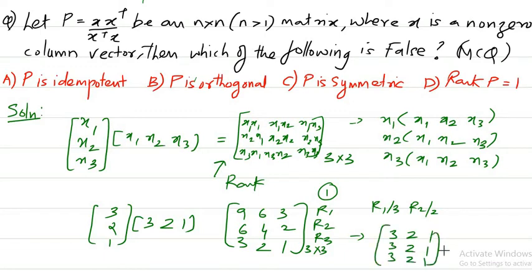So you can see again, if I apply r2 as r2 minus r1 and r3 as again r3 minus r1, I get directly a matrix like this: 3 2 1, 0 0 0, and 0 0 0, right? So we have only one particular non-zero row, so we have the rank as 1.